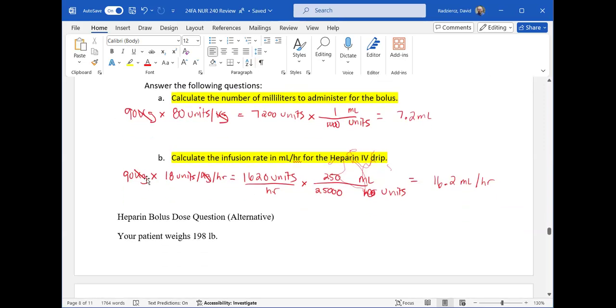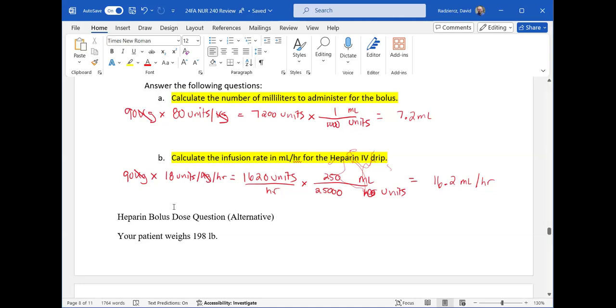And then for calculating the infusion rate, I take the same patient, same weight, 90 kilograms, multiply by 18 units per kilogram per hour, which gives me 1,620 units per hour. Then I'm going to compare that to what I have available in the IV, which is the 250 milliliter half normal saline containing 25,000 units of heparin. And then I'm going to get a milliliter per hour of 16.2. And so that's how you would solve 31.